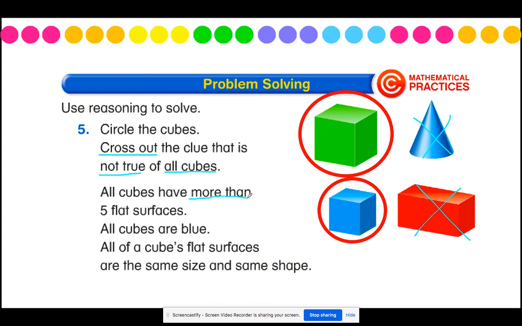So is that true of all cubes? Do they all have more than 5 flat surfaces? Well, think about a cube. How many flat surfaces does a cube have? Let's take a minute to count and think.